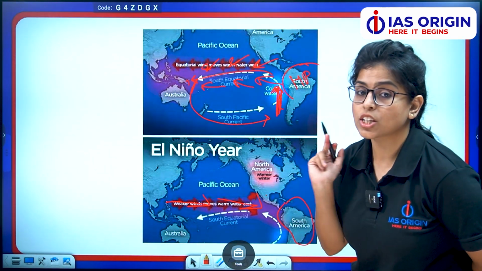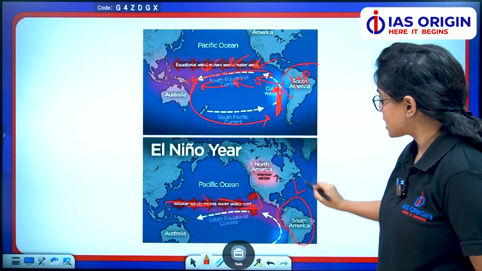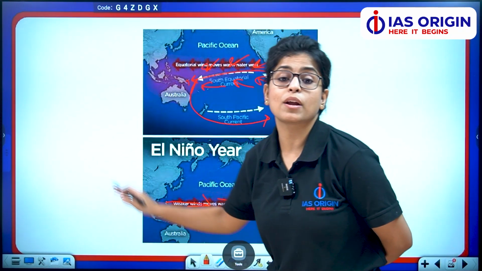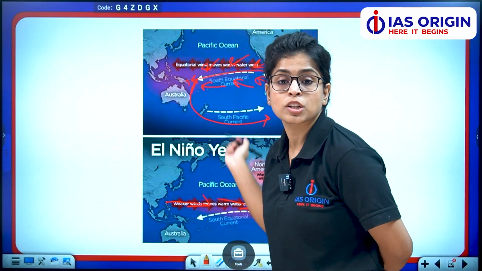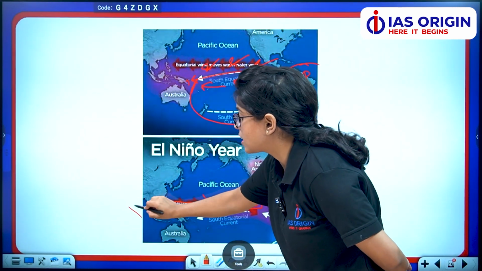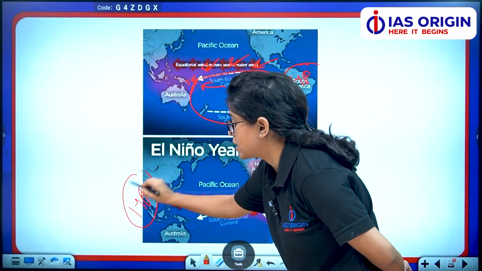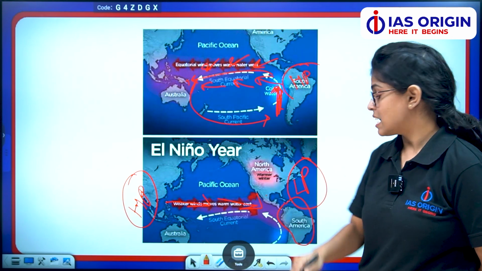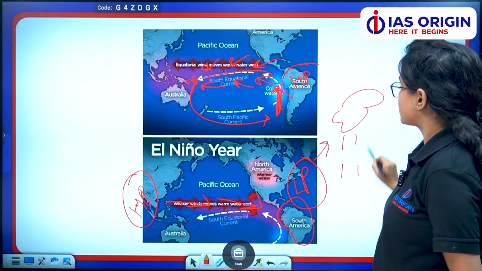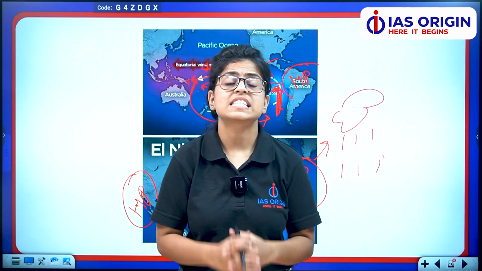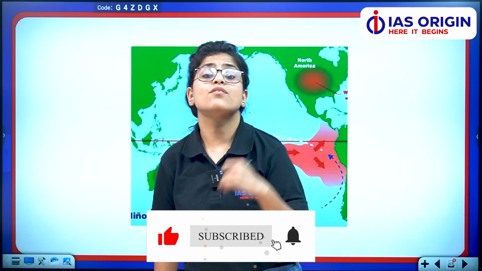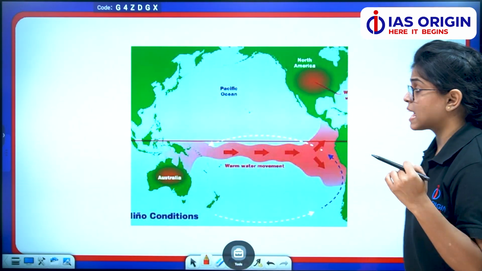Now, due to accumulation of warm water, again the temperature rises and the low pressure condition develops over here. The low pressure condition that earlier existed in Australia now exists in South America. But in Australia, the reversal is there, a high pressure condition. And as a result, in South America we can see cloud formation and precipitation, which results in rain in the Peru and Chile region. So it is basically the reversal of the normal cycle.